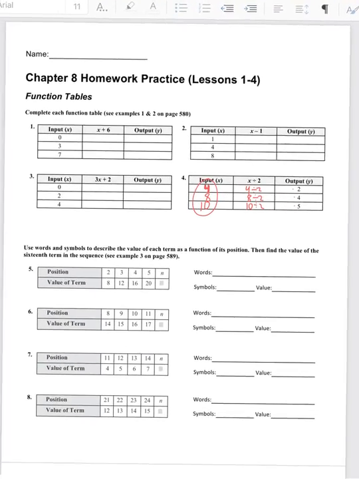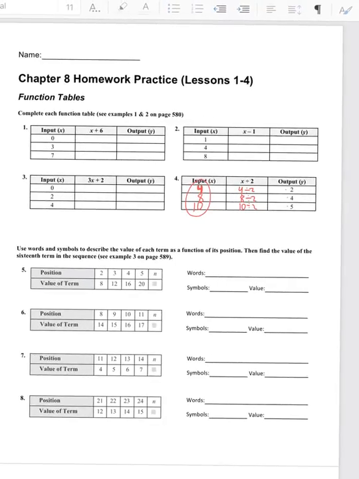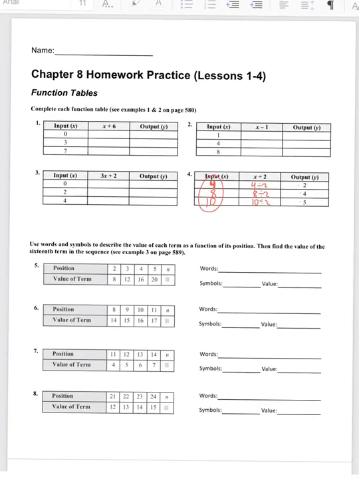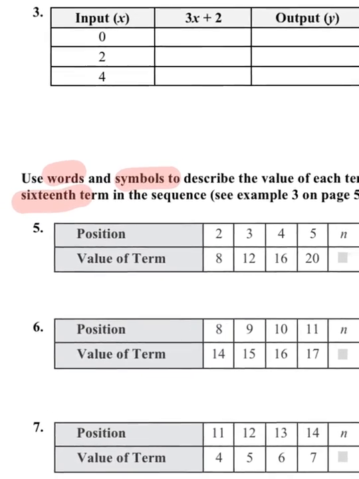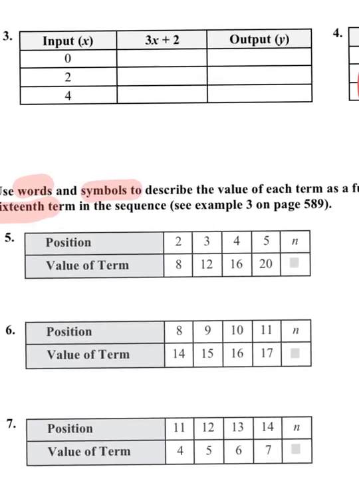Let's go down to 5, 6, 7, and 8. I'm just going to do number 5, just so you know how to do all 3 parts of this. The directions say, use words and symbols to describe the value of each term as a function of its position. Then find the value of the 16th term. All right, 3 things you have to do. I'm going to zoom in, and I'm going to figure out what we're doing to each position to get the value.